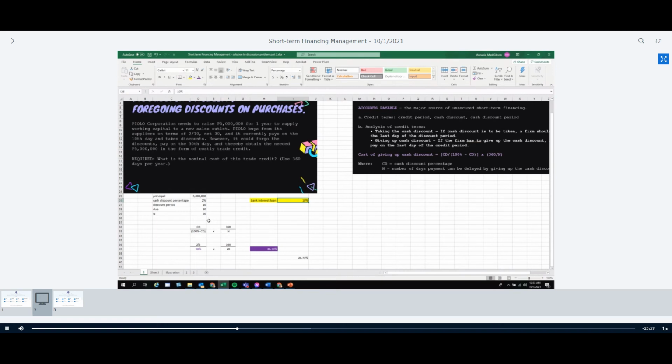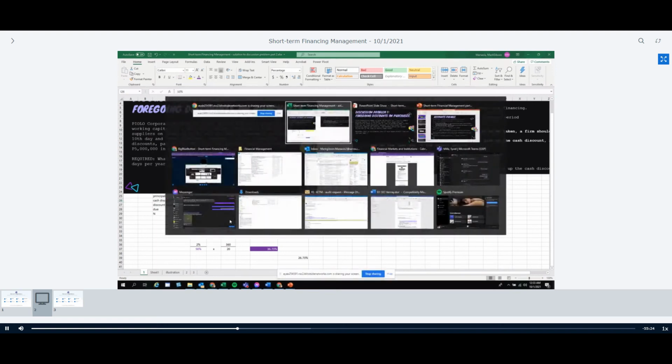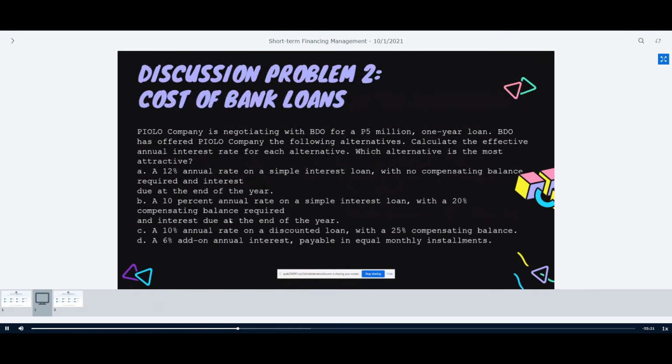Okay, so we go now to question number 2. In question number 2, which alternative is the most attractive? Basically, we're given letters A, B, C, and D. Of course, we're going to calculate the interest rate or the effective interest rate for each option. In option A, 12% annual rate on simple interest loan with no compensating balance required and interest due at the end of the year.